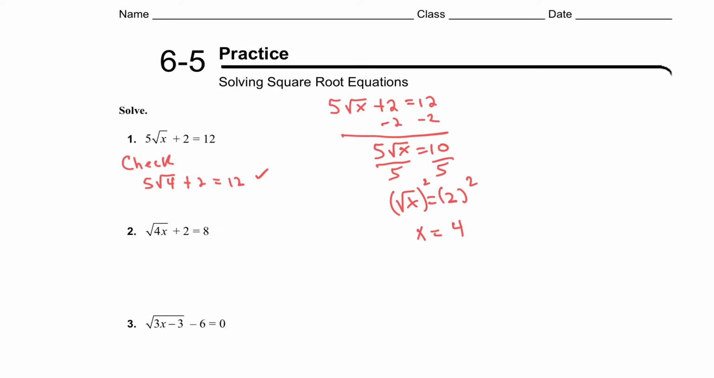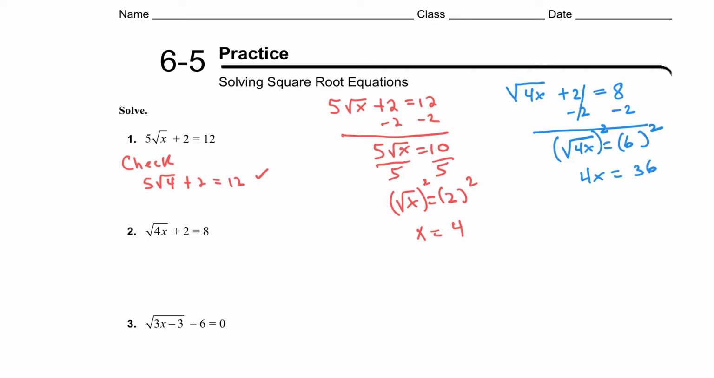Number 2, we have square root of 4x plus 2 is equal to 8. So we subtract 2 from both sides. 2 minus 2 is 0. So we have the square root of 4x is equal to 6. Square the left side, square the right side. So you have 4x equals 36, divided by 4, so x equals 9.